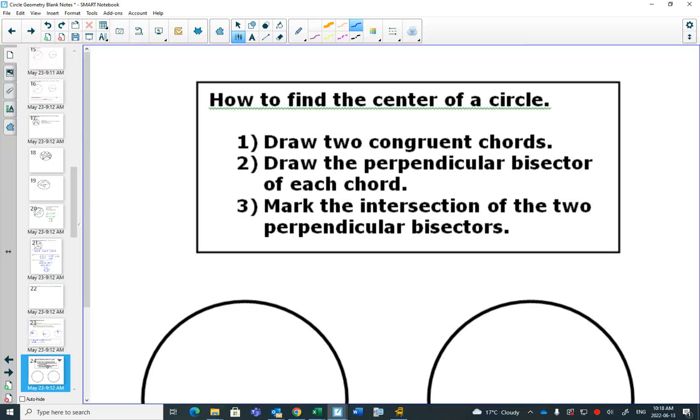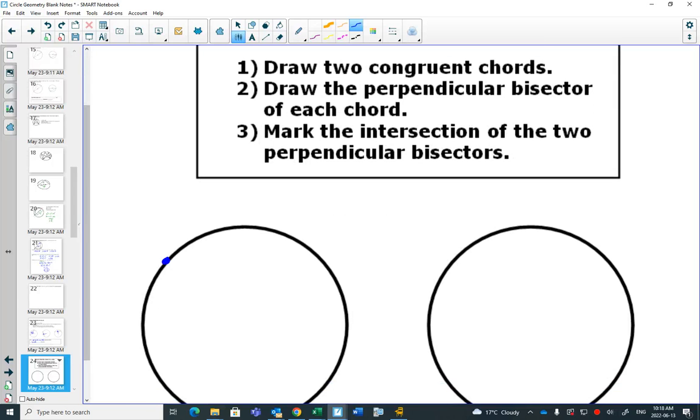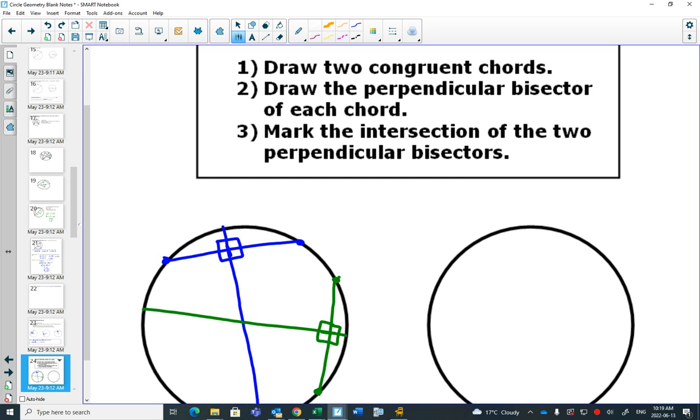So what this means is if you ever want to find the center of any circle, what you could do is you could pick a random chord here, cut it in half, measure 90 degrees here, and draw a line through it. Then take another chord anywhere on the circle, cut it perfectly in half, measure 90 degrees on it, and you will perfectly find the center of any circle. Does that make sense? Where they intersect will always be the center.